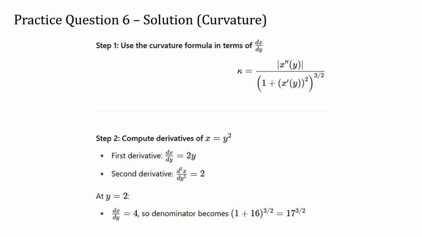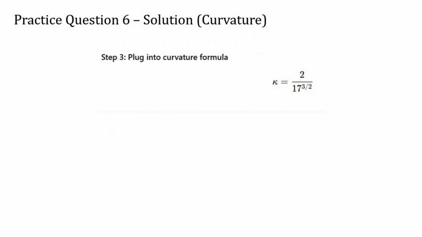Now we plug that into the denominator of our curvature formula. The denominator becomes 17 raised to the 3/2. Finally, in step 3, we substitute the second derivative, which was 2, and the computed denominator into the formula. This gives us 2 divided by 17 to the 3/2. That's the exact value of the curvature at the specified point. The correct answer is therefore option A.